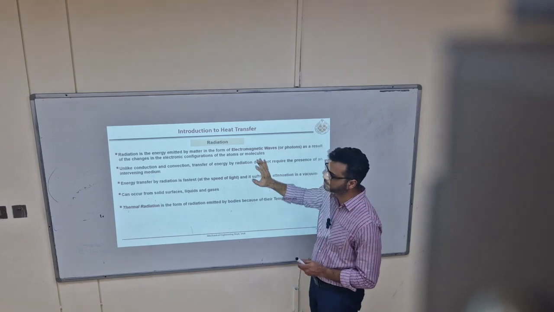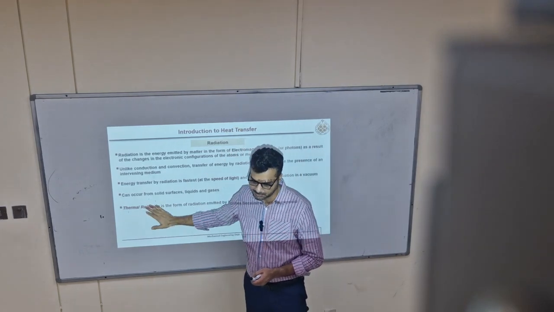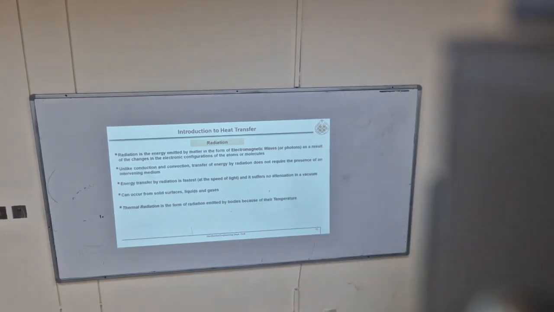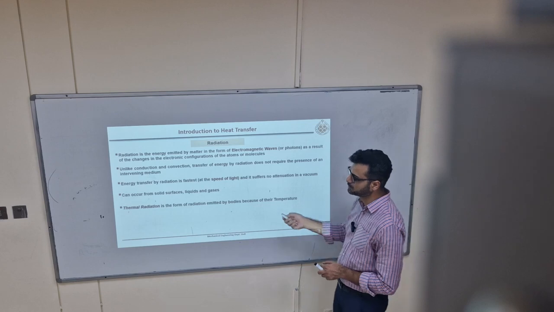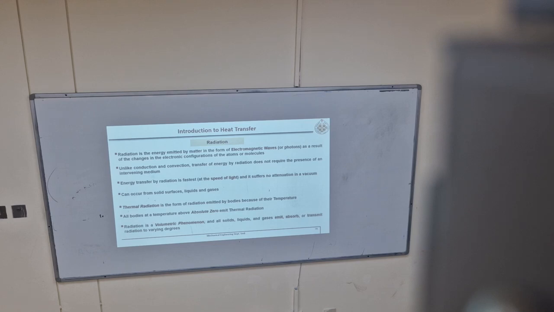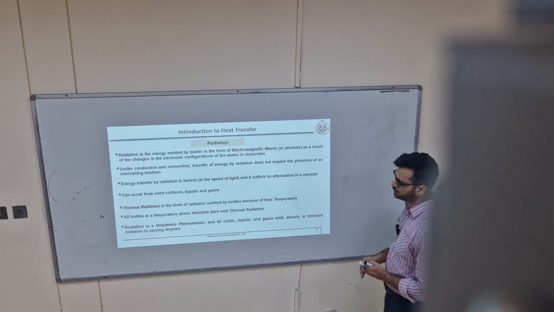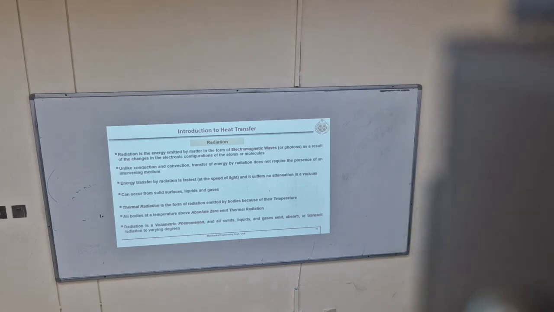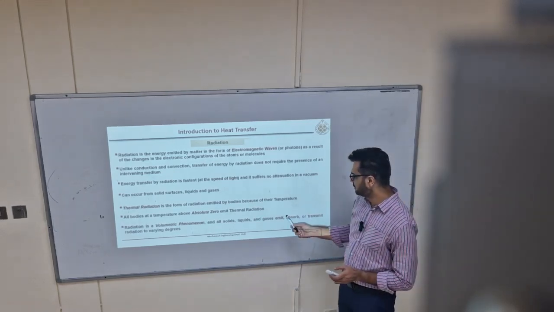Here we are particularly interested in thermal radiation. There are many types of radiation, but here we are only talking about thermal radiation. Thermal radiation is that type of radiation which is produced due to the temperature of any body. Any body whose temperature is above 0 Kelvin is emitting these electromagnetic waves, which we call thermal radiation. This emission from bodies is a volumetric phenomenon. The whole volume of a body is actually emitting radiation, like solids, liquids, and gases.